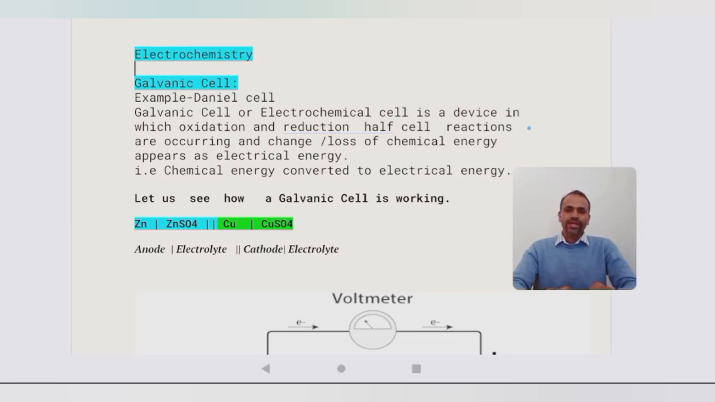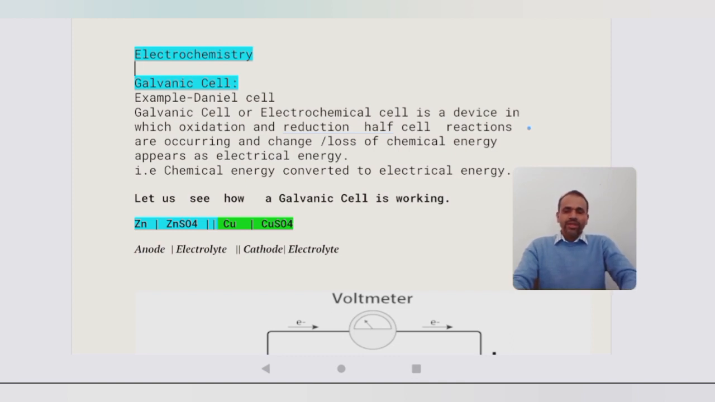Today we are going to see what is a galvanic cell. An example of a galvanic cell is a Daniell cell. A galvanic cell, or electrochemical cell, is a device in which oxidation and reduction half-cell reactions occur, and the loss of chemical energy appears as electrical energy. So in an electrochemical cell, chemical energy is converted into electrical energy.